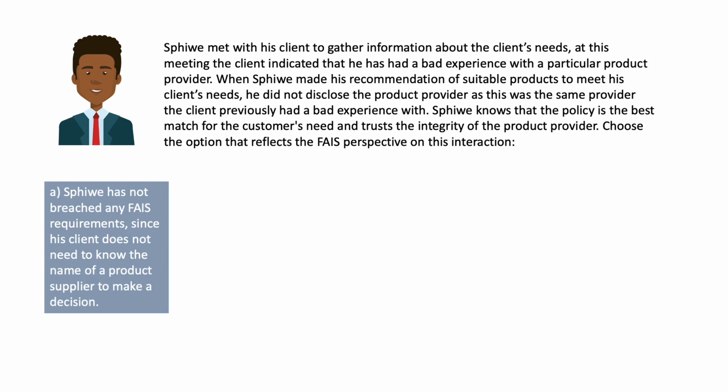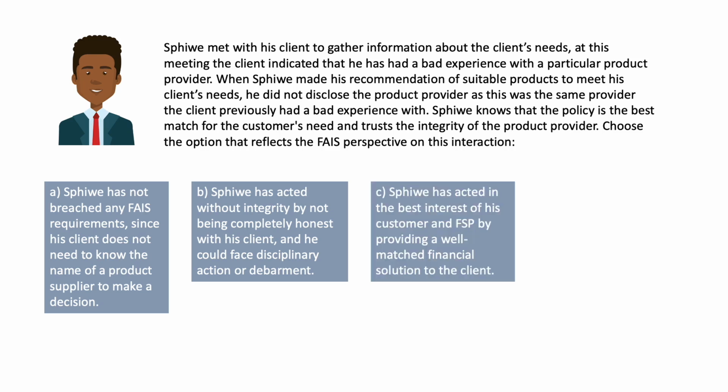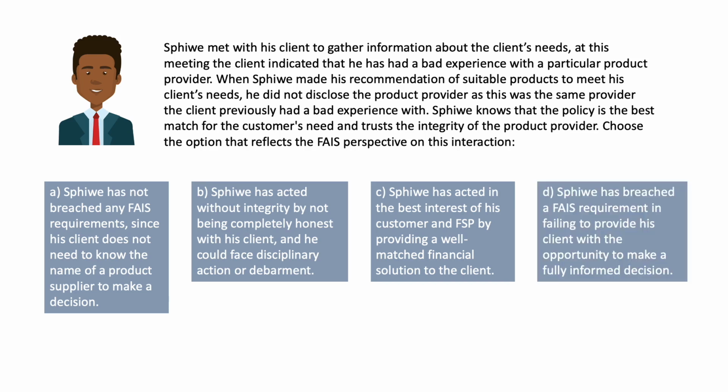A. Supplier has not breached any phase requirements since his client does not need to know the name of a product supplier to make a decision. B. Supplier has acted without integrity by not being completely honest with his client, and he could face disciplinary action or debarment. C. Supplier has acted in the best interest of his customer and FSP by providing a well-matched financial solution to the client.